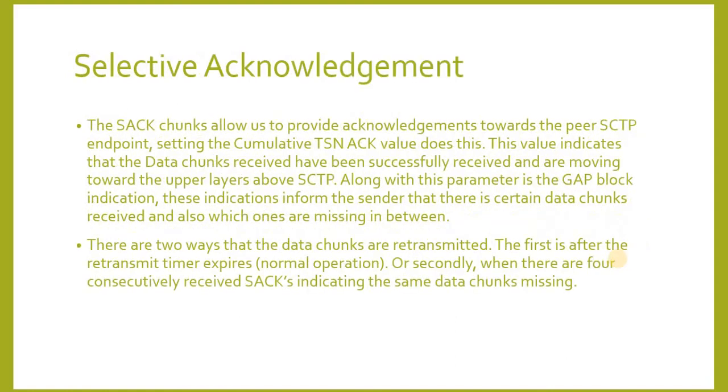Selective acknowledgement. The SAC chunks allow us to provide acknowledgements towards the SCTP endpoint. Setting the cumulative TSN ACK value does this. This value indicates that the data chunks received have been successfully received and are moving toward the upper layers above SCTP. Along with this parameter is the gap block indication. These indications inform the sender that certain data chunks have been received and also which ones are missing in between.